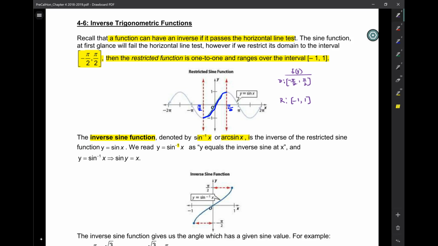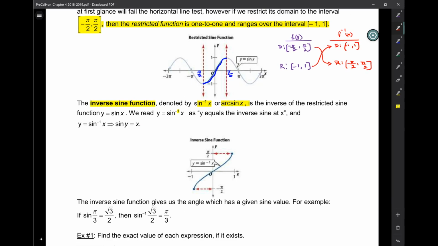So now, if domain is all of the possible x values for a function, and range is all of the possible y values for a function, if I were to find the inverse function, then the domain will become the range, and the range will become the domain.